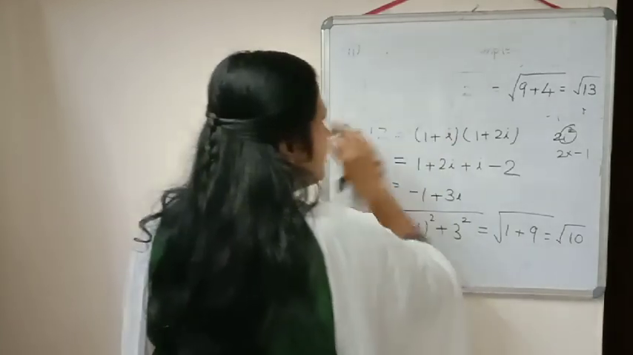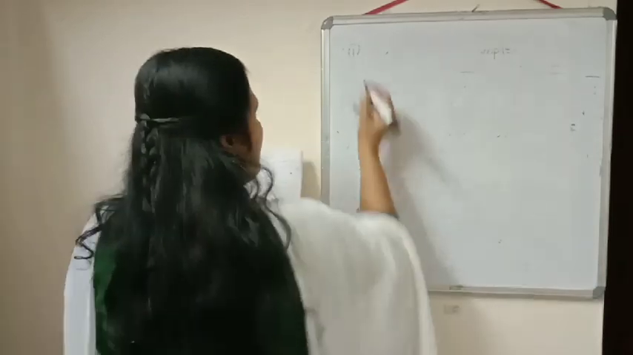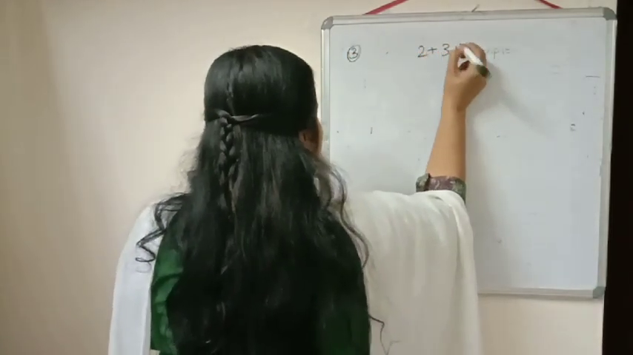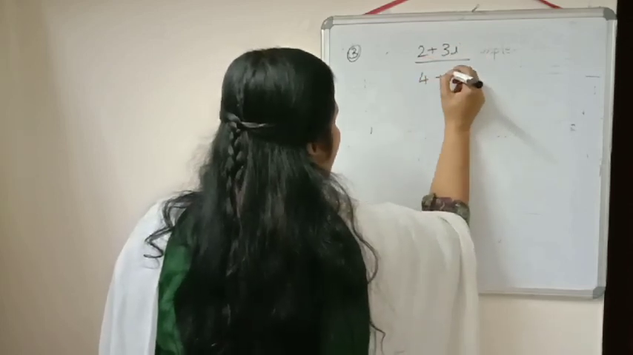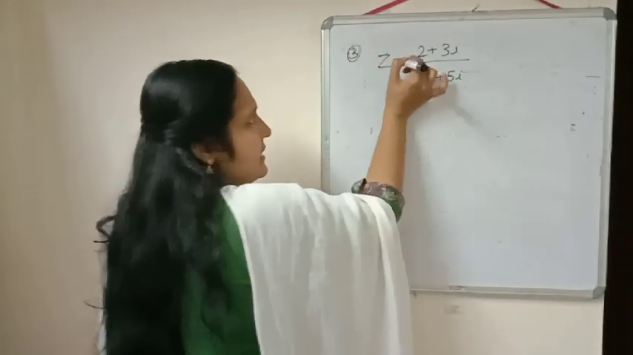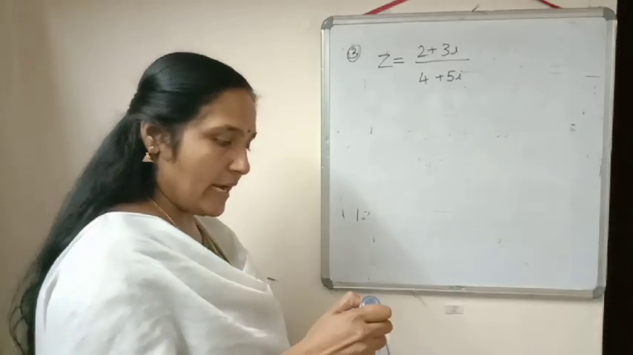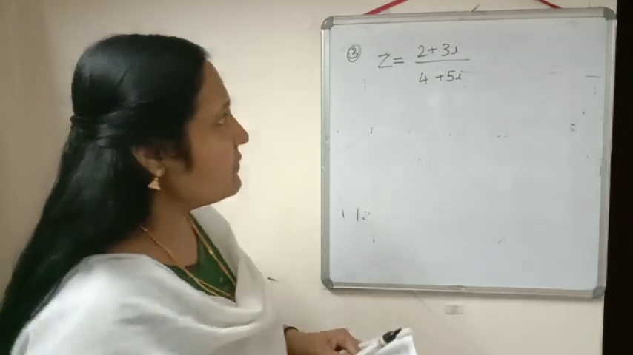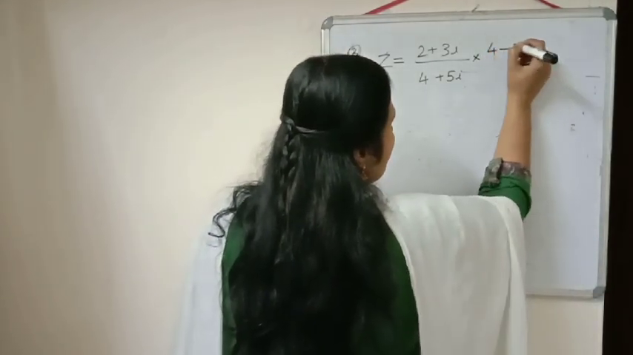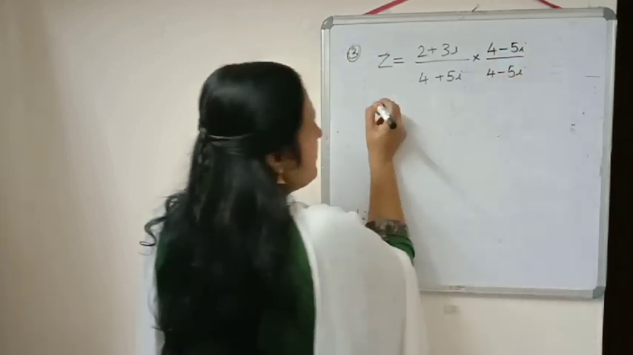Now write the next question. Question number 3 is, it is given 2 plus 3i by 4 plus 5i. We have to calculate the modulus. So just write down there, let z is equal to this. Now again, first we'll convert into standard form. So for that, what we have to do? Yes, rationalize the denominator. Multiply it by 4 minus 5i, both numerator and denominator.